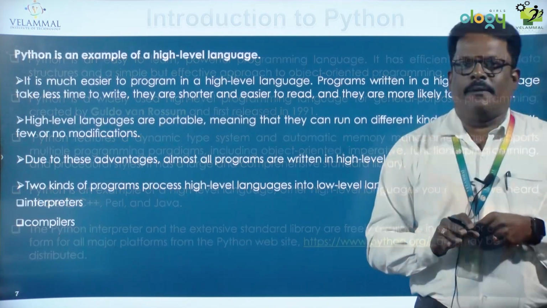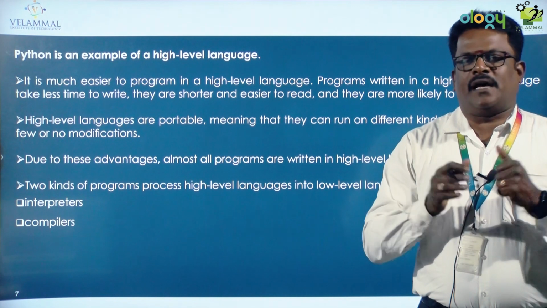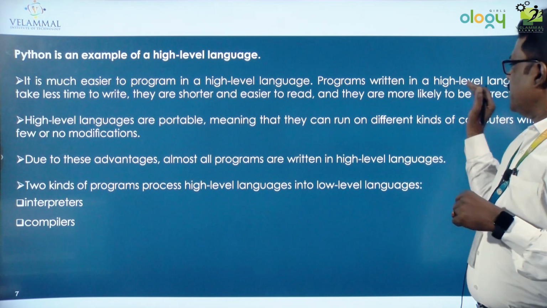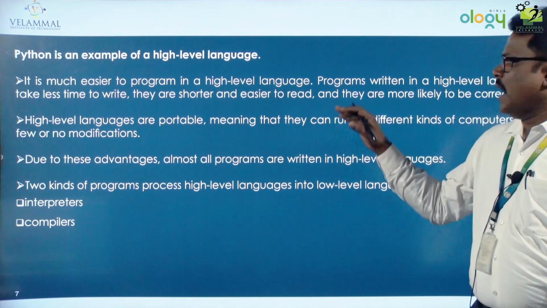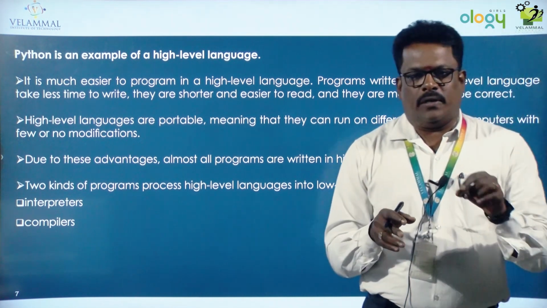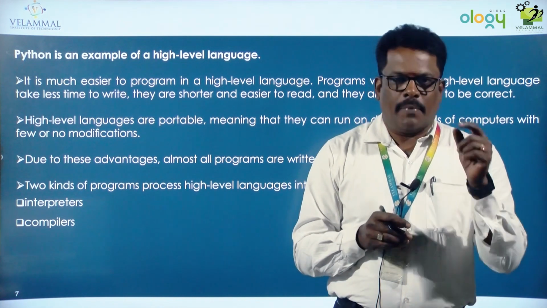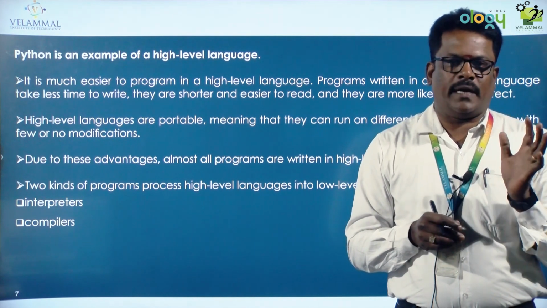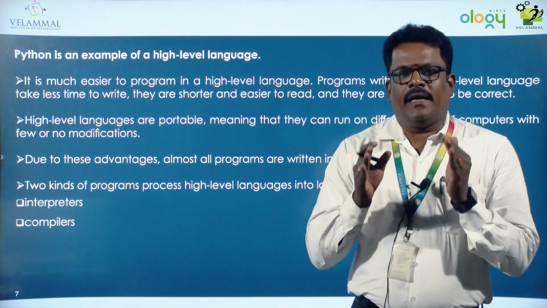Why is Python said to be a high level language? Generally, high level languages are very easy to code. Programs written in high level languages take less time to write, they are shorter and easier to read, and they are more likely to be correct. So writing code is very easy in high level languages, but in the case of machine languages, it is very tough to code. That is why most of the applications have been written in high level languages.